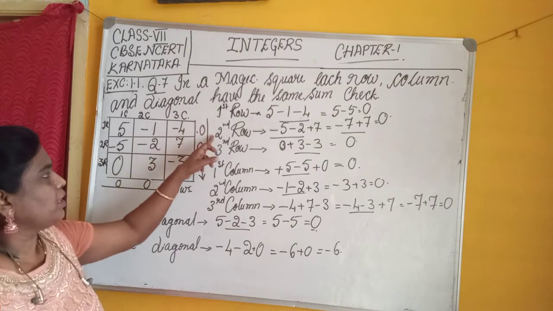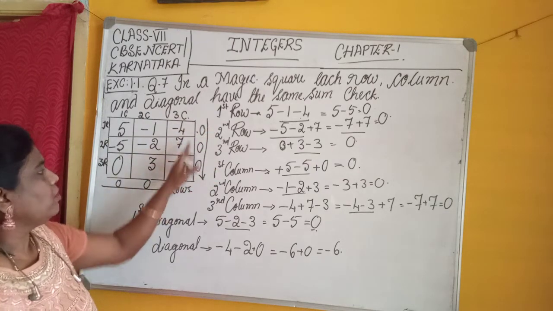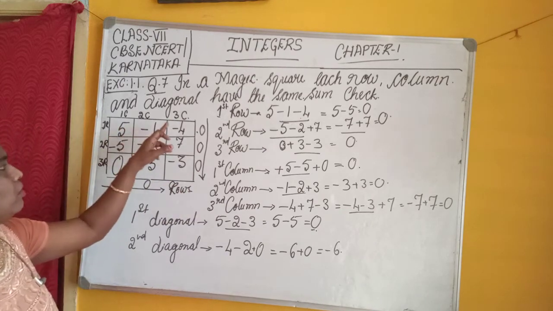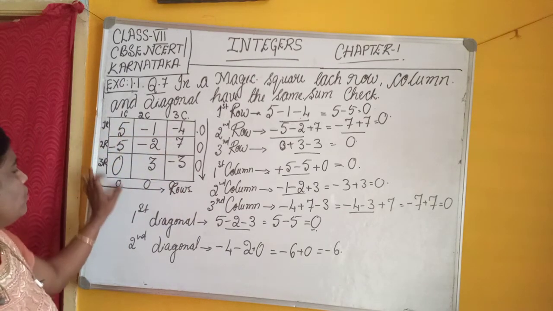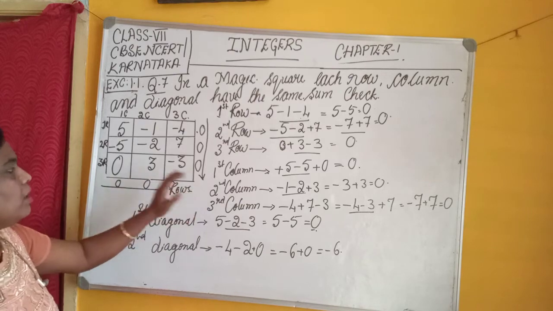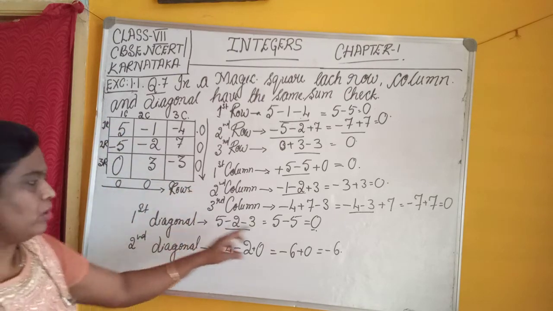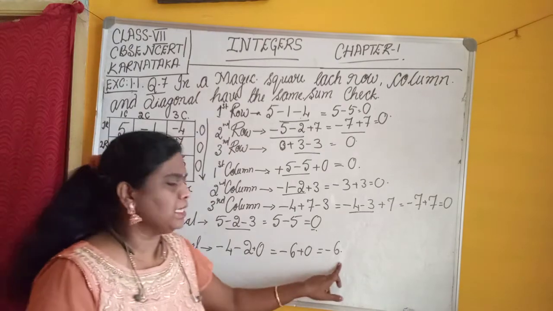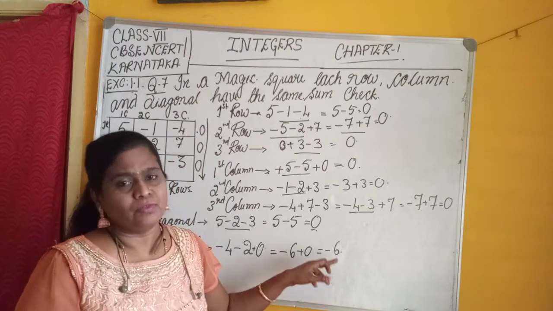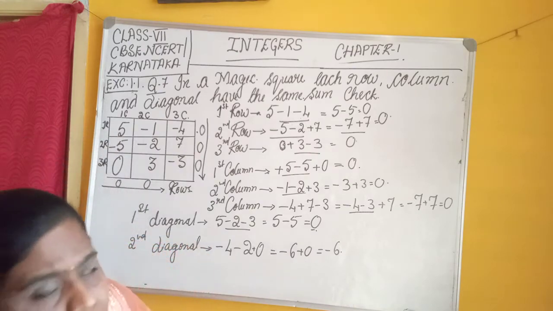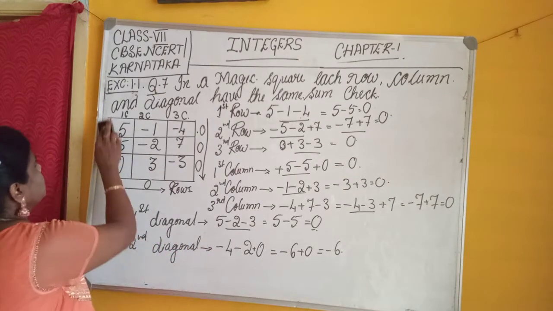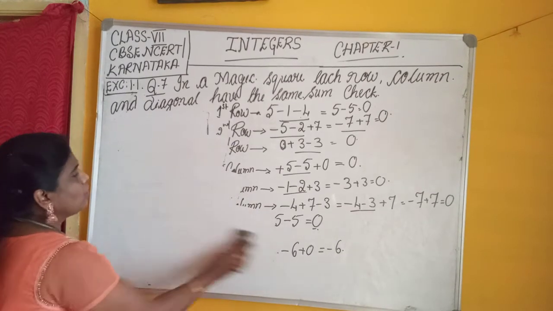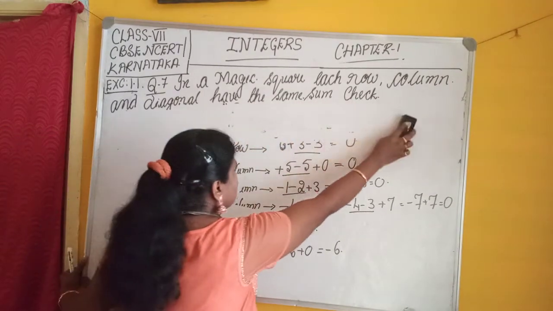The first row, second row, third row, all we got 0. And in the first column, second column, third column, the sums are all zeros. In the first diagonal also we got 0. For the second diagonal, we got minus 6. From this, we came to know that this is not a magic square having the same sum along the rows, along the columns and along the diagonals.